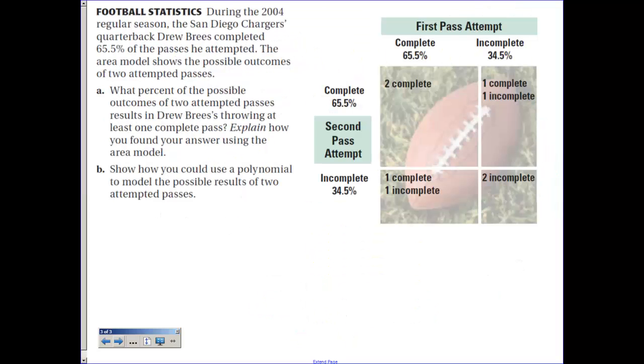For the regular season, Drew Brees completed 65% of his passes. The area model shows the possible outcomes for 2 attempted passes. And the first thing you'll notice about this area model is, yes, we've got 4 quadrants or 4 sections, but the sections are not all equal in size. And that's because he's getting 65% complete and 34.5% incomplete.